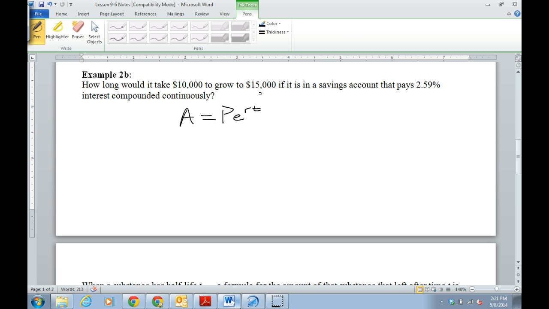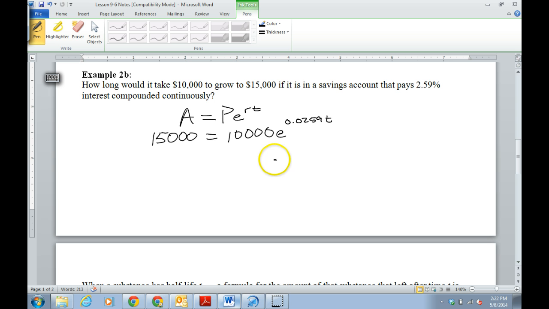Okay? So what is our future value? 15,000. So we're going to put that underneath the A. And 10,000 is our current value. And it'll be e to the what? 0.0259 t. Okay? So, we need to get e by itself.